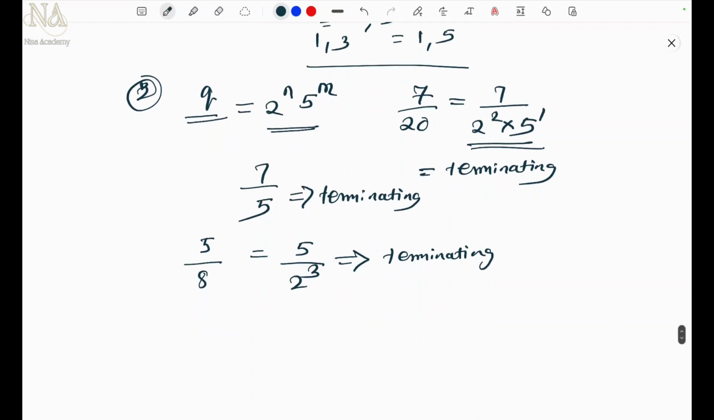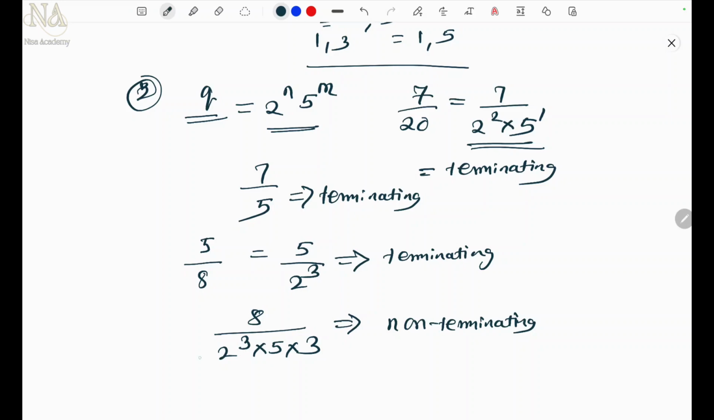But if you have any number of this form, say 8 upon 2 cube into 5 into 3, in this case the number will not be terminating, it will be non-terminating. So other than 2 and 5, if you have some other number, like 3 or any other, then definitely the expansion will be non-terminating.